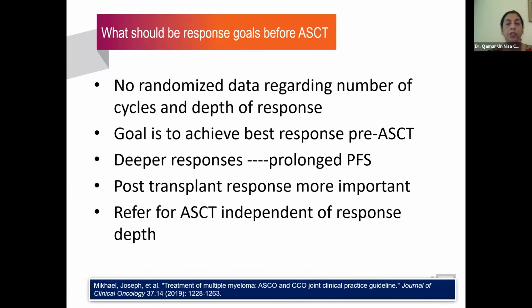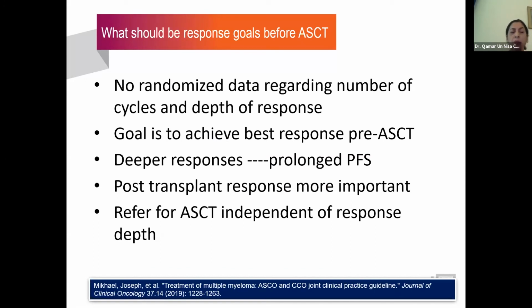So what should the response goals be before you take a patient to transplant? Unfortunately, there are no randomized data that would show us the number of cycles or the depth of response that is required before we can take patients to transplant. But of course, the goal is to achieve the best response that we can before transplant, because we know that deeper responses are associated with a prolonged progression-free survival.